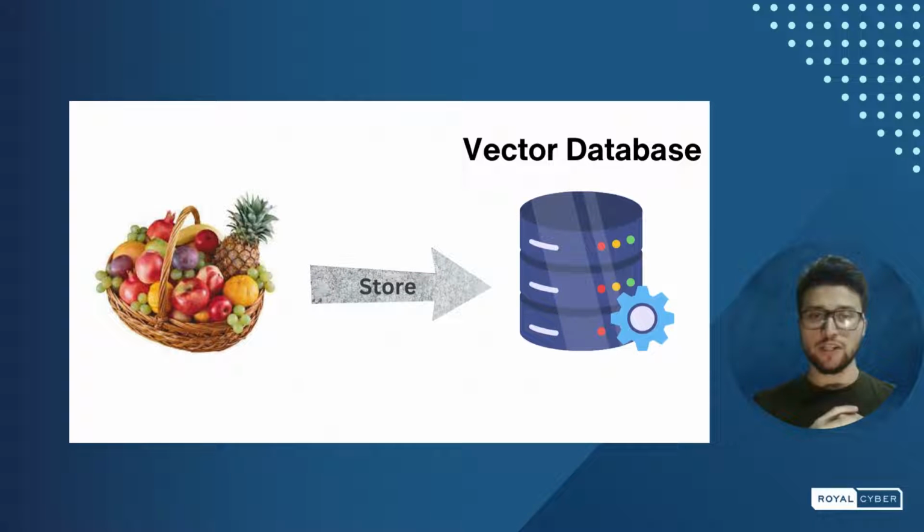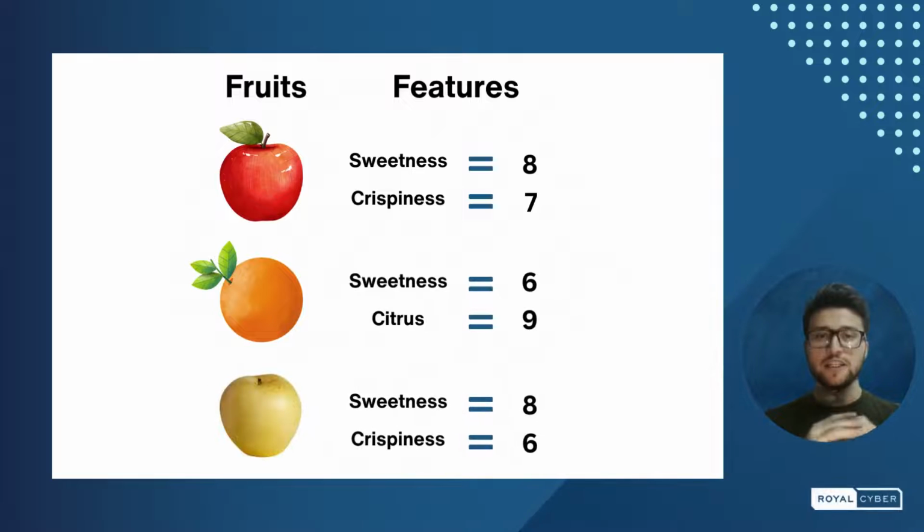Now let's use a vector database for storing the collection of fruits. The vector database stores different fruits with their features, and it converts those features into numbers so that it can compare and give us the results based upon the similarities of those numbers.